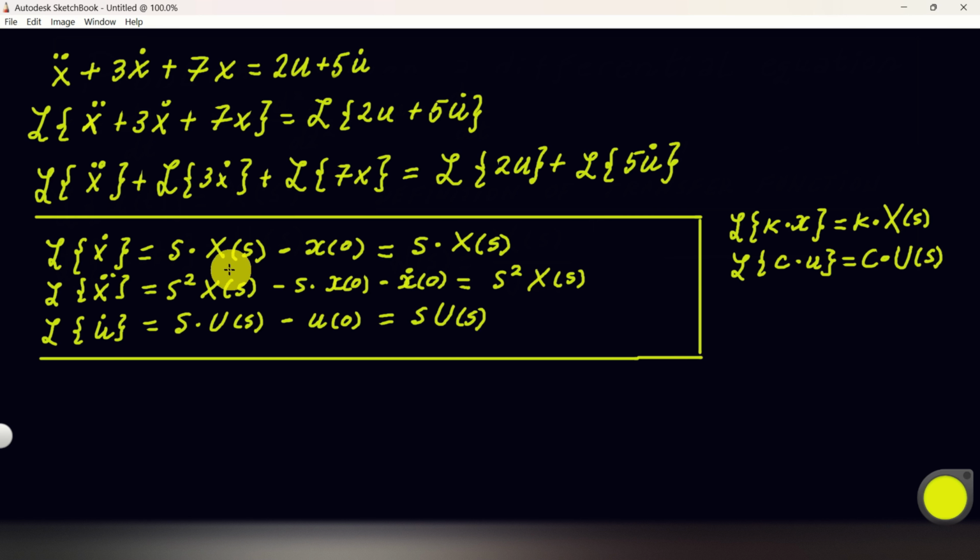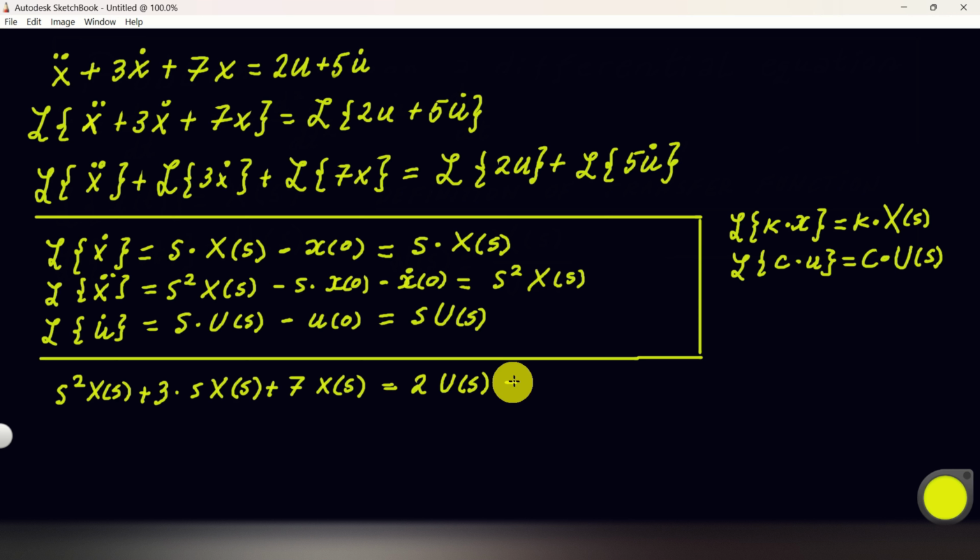Using these properties and these formulas, we obtain that the Laplace transform of x double dot is simply s squared X of s. Then the Laplace transform of 3x dot is 3 multiplying s multiplying X of s, so we will have 3s X of s. Then the Laplace transform of 7x, using this property, becomes plus 7 multiplying X of s. And on the right-hand side, by using this property, we will have 2 U of s. And then by using this property as well as this property, we will have 5 multiplying s U of s.